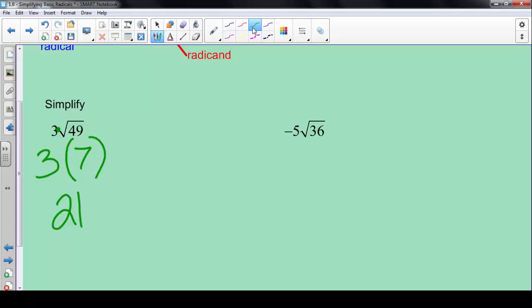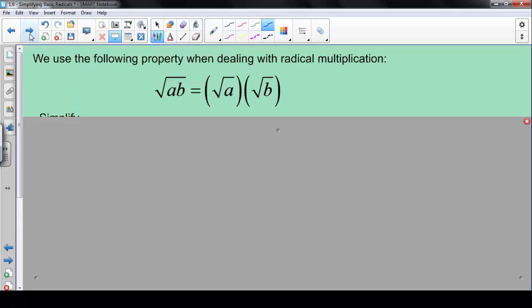Just like if you have 2x, it's 2 times x. So same thing here, negative 5 times square root of 36 is 6. Negative 5 times 6 is negative 30. When we have two roots getting multiplied, we can just multiply them together and put them under one root. Or we can use this property going the other way.